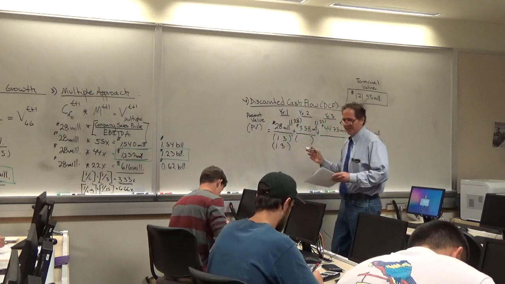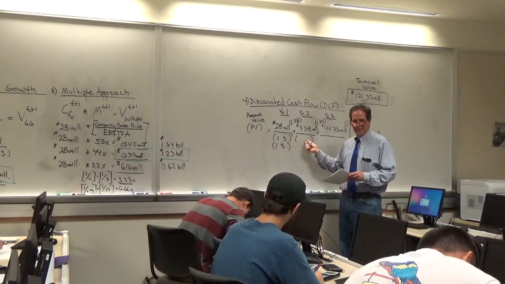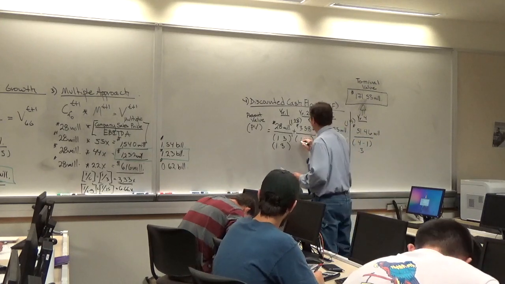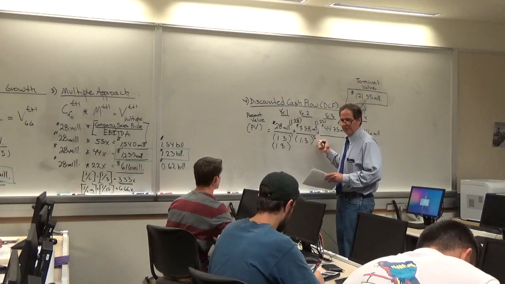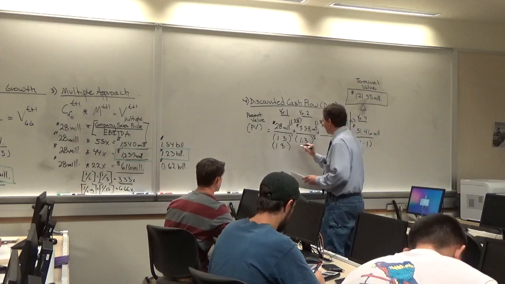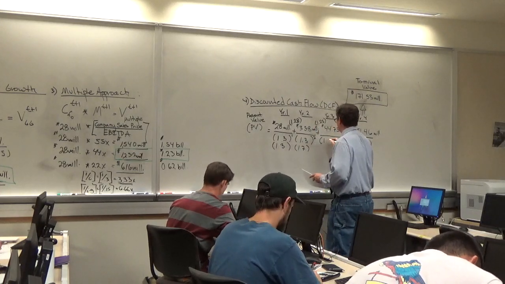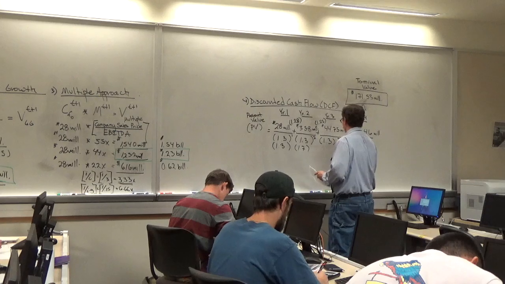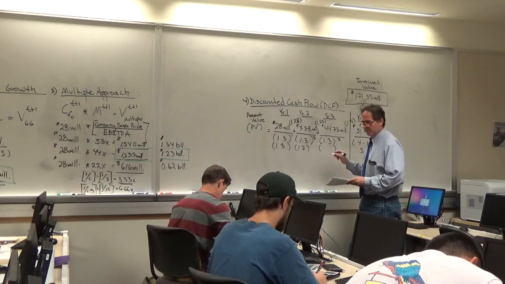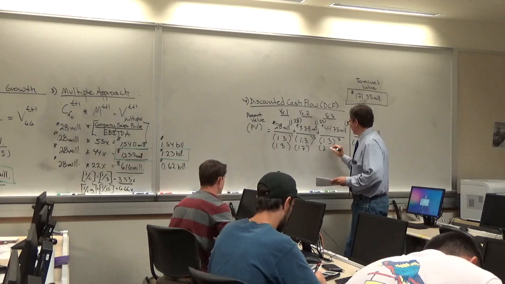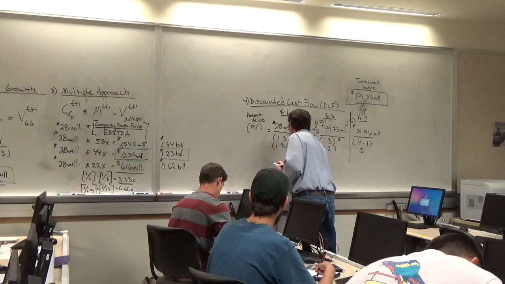Sorry, I'm trying to make it as hard as possible. So what's the second discount factor? 1.3 squared. Got it. It's 1.3 cubed. 1.7. Got it. 2.2. Got it. And now we're cranking.